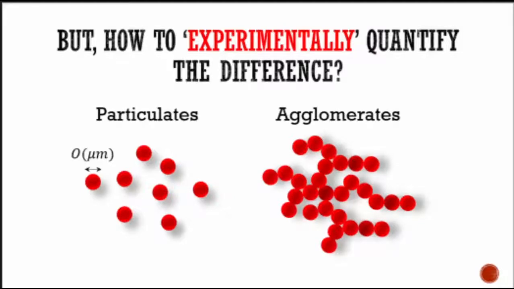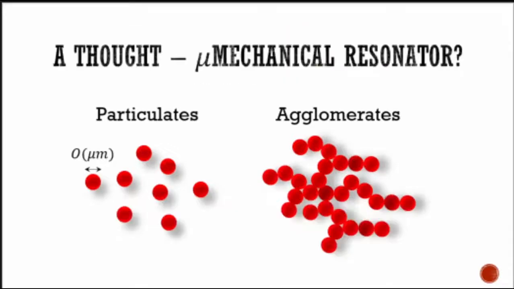To understand that, we assume that the particulates essentially are on the micron scale. So it is fair enough to assume that the mechanics that these undergo are also on the micro scale. The thought experiment here is if we can use a micromechanical resonator to distinguish the mechanics of the particulates and of the agglomerates. We know they've already been used to sense particulates and have been widely used as mass sensors using the frequency shift approach.